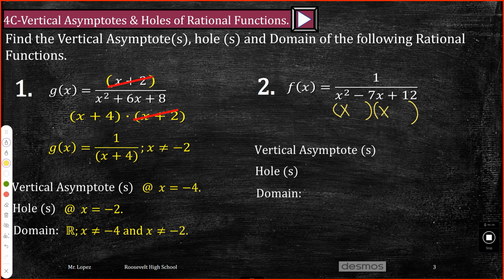What are the numbers here? Are you saying negative 4 and negative 3? Is it? X squared, negative 3x plus negative 4x, negative 7x. Negative times a negative is positive 12. Yep, that's perfect.